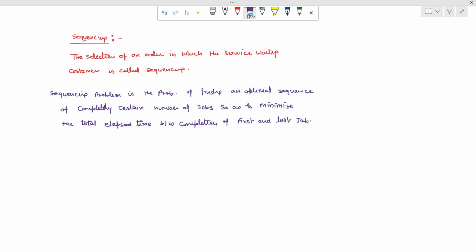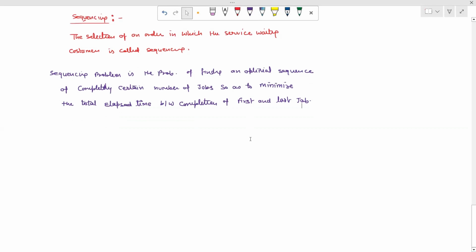Okay, so we have some terminology or some basic definitions. We also need to remember the basic terminology. That means the number of machines. So how many machines we use for performing any task.